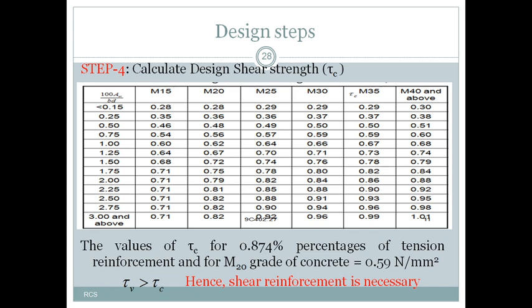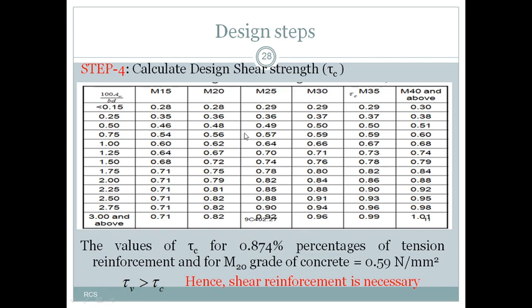Then by using the percentage of steel and the grade of concrete, we have to calculate the design strength. The ultimate aim of calculating design shear strength is to know whether we really want to provide shear reinforcement or not. That can be known from the relation between nominal shear stress and design shear strength. For calculating design shear strength, we have obtained that the percentage of steel is 0.874 percentage, but for that we don't have a direct value. That value falls between 0.75 and 1.0.